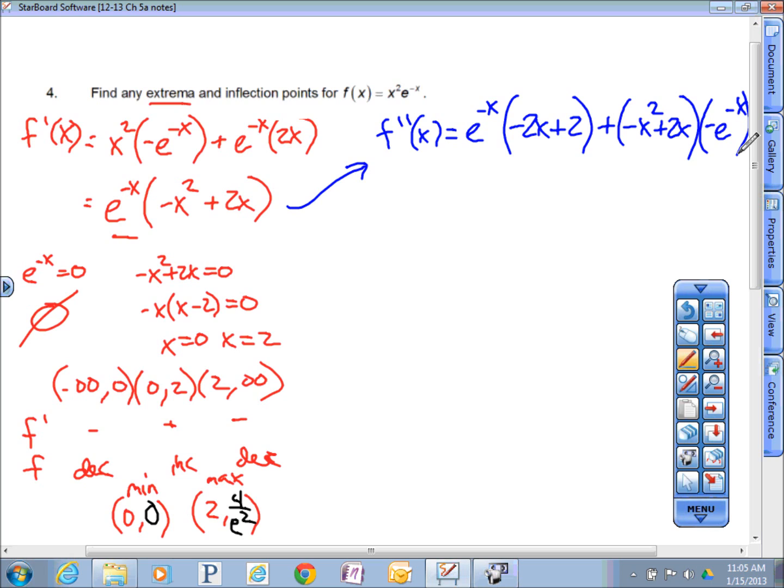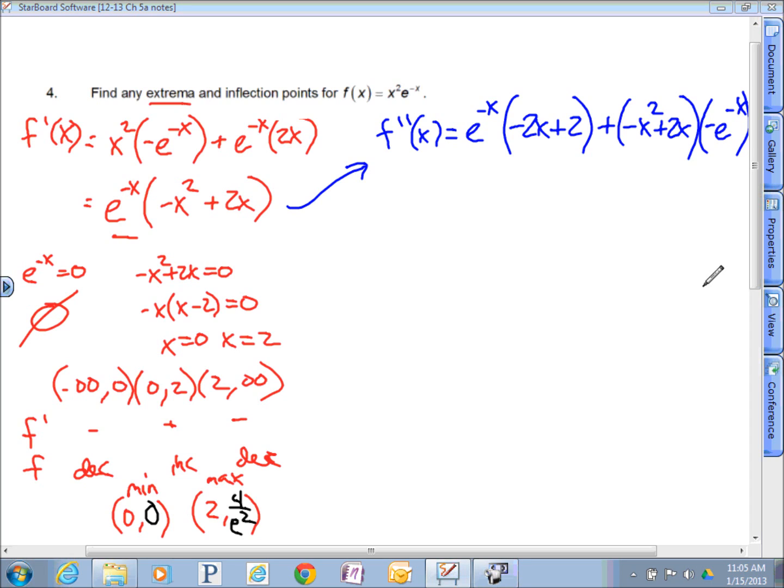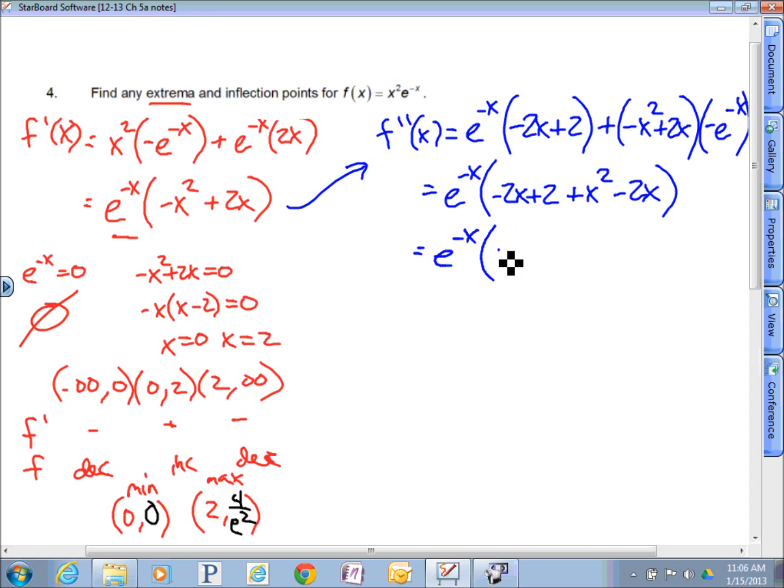So I see now two terms. What do they have in common? They both have an e to the negative x. So let's factor that out. Negative 2x plus 2. We've got extra negatives here. So how about plus x squared minus 2x? So if I'm looking for inflection points, x squared minus 4x plus 2. And I don't think that thing is going to... So critical numbers, we know we're not going to get any critical numbers out of e to the negative x, so we don't have to worry about that.